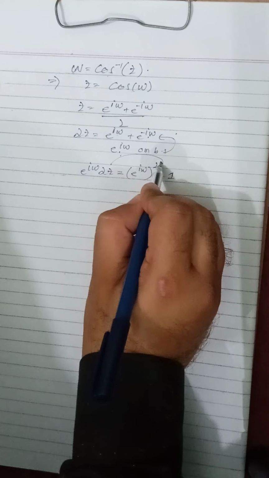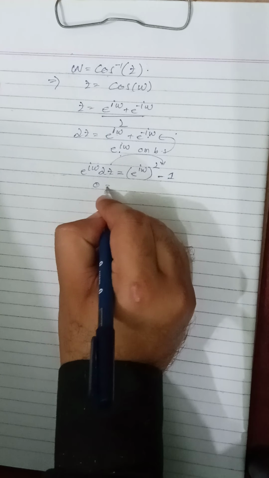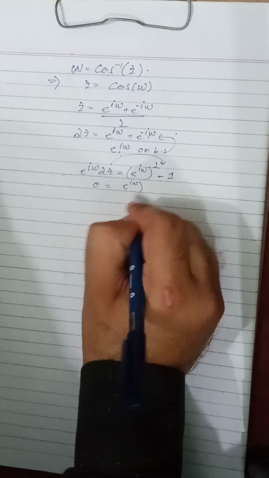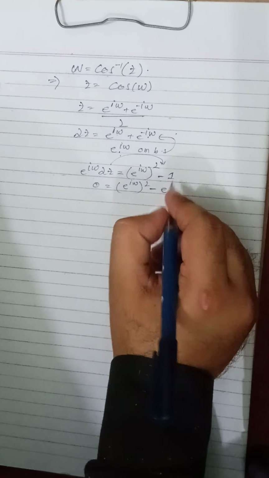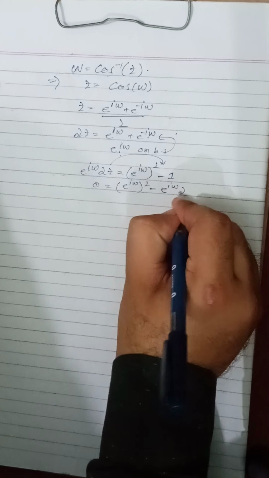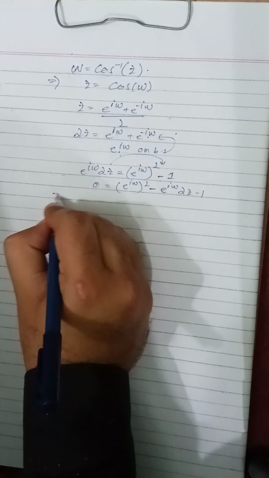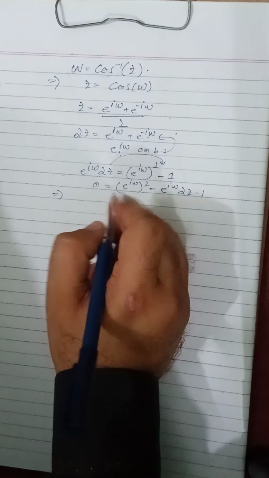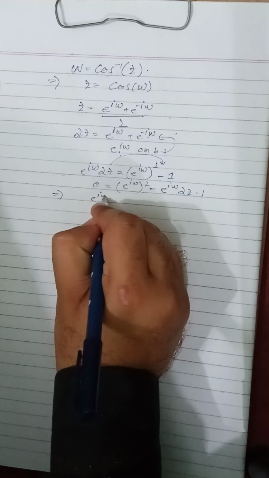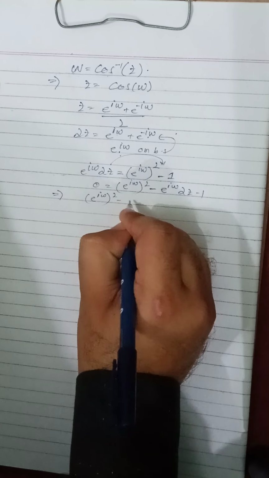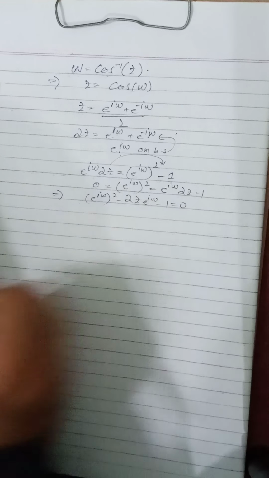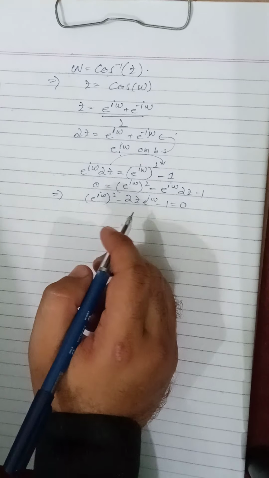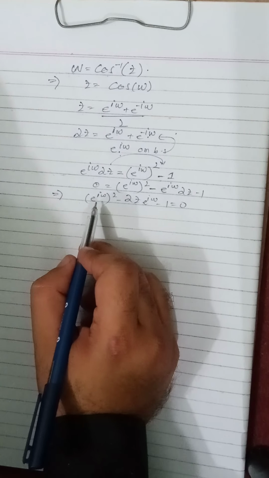So by shifting this term to this side, the equation will be (e^(iω))² with this term negative, so e^(iω) times 2z minus 1. So the equation is now in quadratic equation form: (e^(iω))² minus 2z e^(iω) minus 1 equal to 0. Now this is a quadratic equation with variable e^(iω).